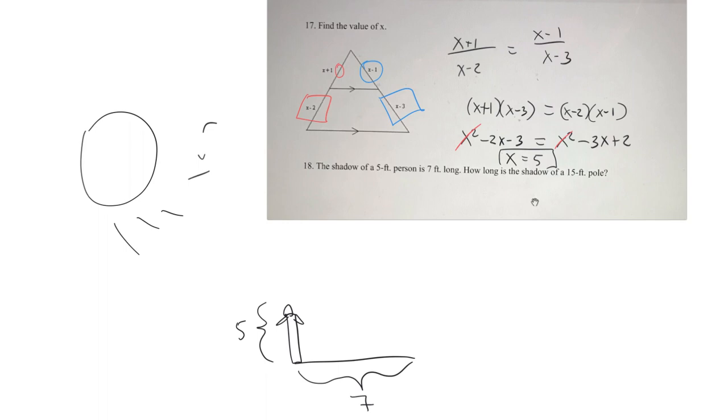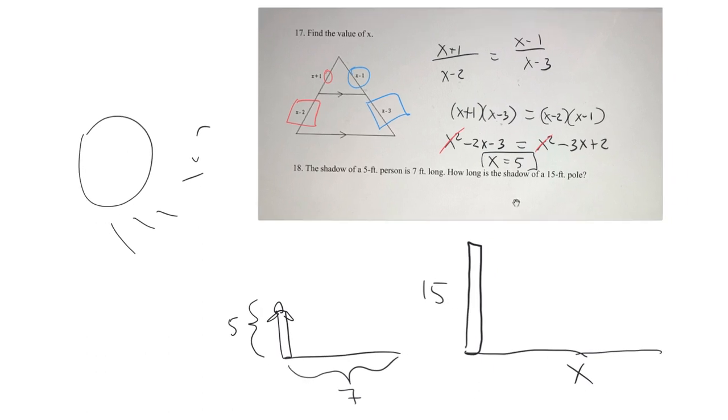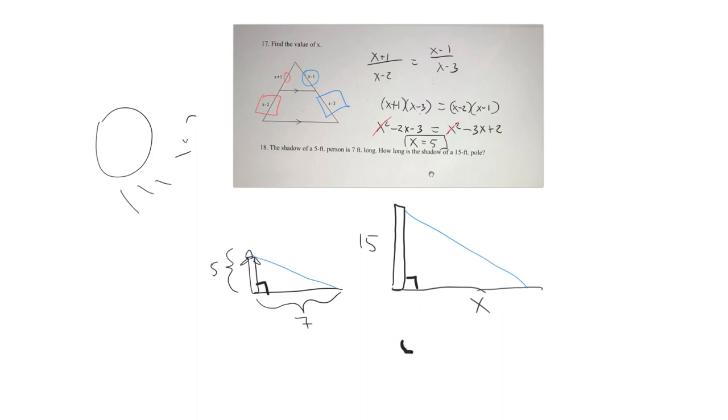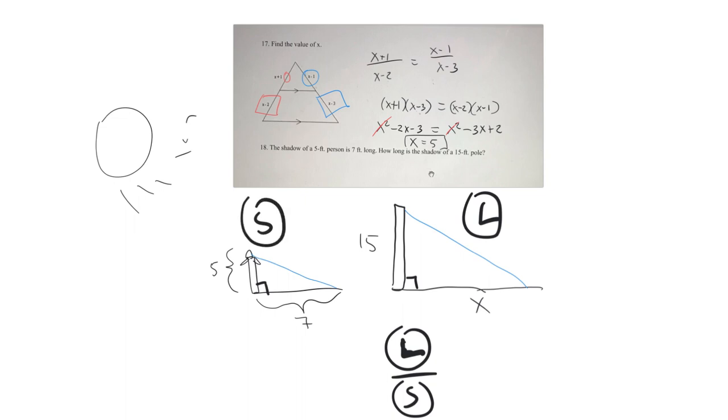How long is the shadow of a 15-foot pole? What they're really saying is, imagine the 15-foot pole was in the exact same position. How long would the shadow be? Well, the idea is that it would be proportional. So we have 15, and we're essentially asking what is that x right there. You could think of these as triangles, 90 degrees, 90 degrees. And just setting up a proportion, we could say large over small. This is the large one. This is the small one.